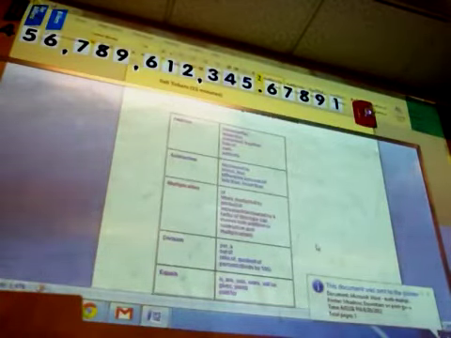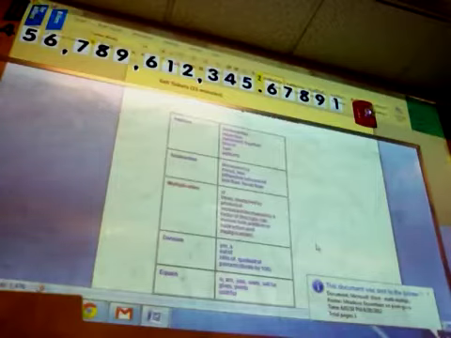Third row, 6 times 2, 12. 6 times 10, 60. 6 times 2, 12. 6 times 5, 30. 6 times 7, 42.